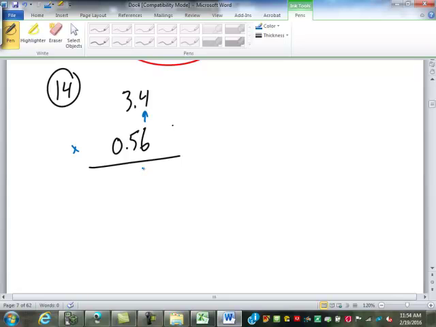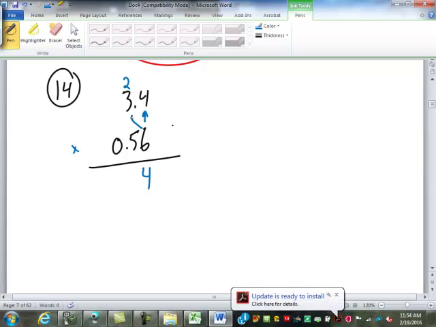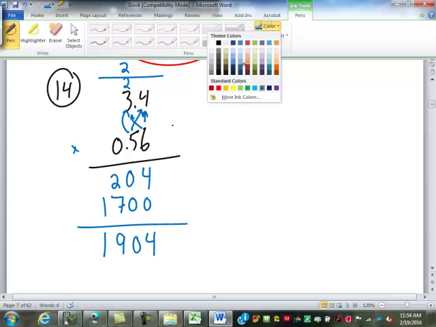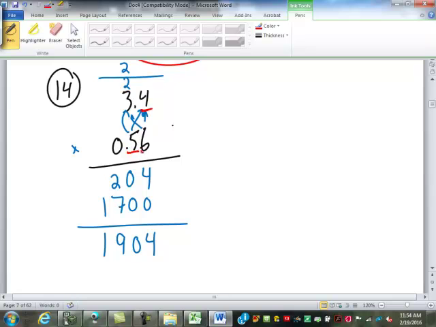6 times 4 is 24, so that's 4 carry the 2. 6 times 3 is 18, plus 2 is 20, so 0 carry the 2. Put in our placeholder here and move over to the 5. 5 times 4 is 20, so 0 carry the 2. 5 times 3 is 15, plus 2 is 17, so 7, carry over the 1. So add that: 4, 0, 9, and 1. Decimal point goes. We had 1, 2, 3 decimal places in our problem. We're going to have 1, 2, 3 decimal places in our answer. 1.904.